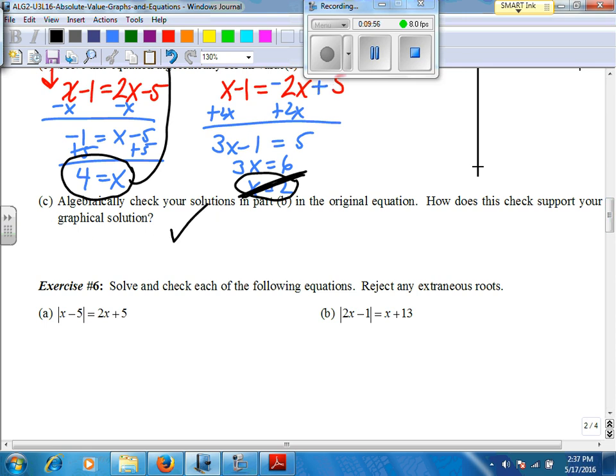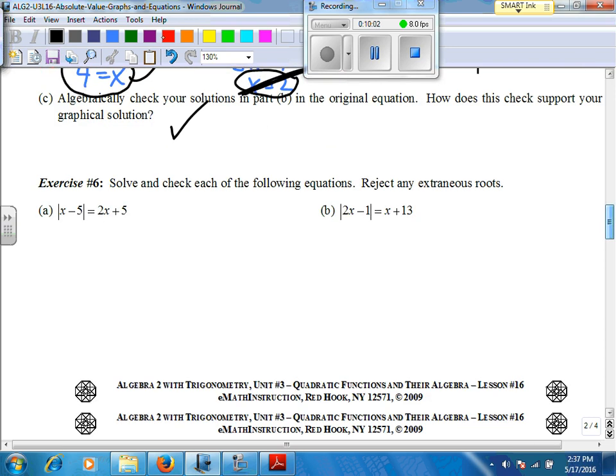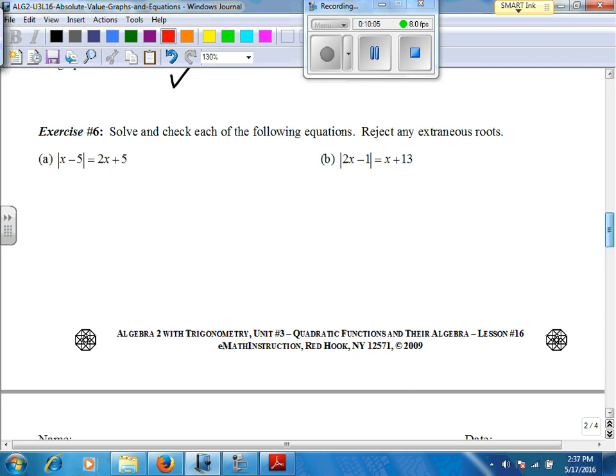So let's quickly look at, we'll do 2b together. Actually, we'll do 2a, and then 2b I'll give you the answers to. So, not 2, we're on number 6. So we'll do 6a and 6b I'll give you the answer to. Right here, absolute value is already isolated, so we'd make our two cases. x minus 5 equals 2x plus 5. And our second case, x minus 5 equals negative 2x minus 5. The exact opposite on the other side.